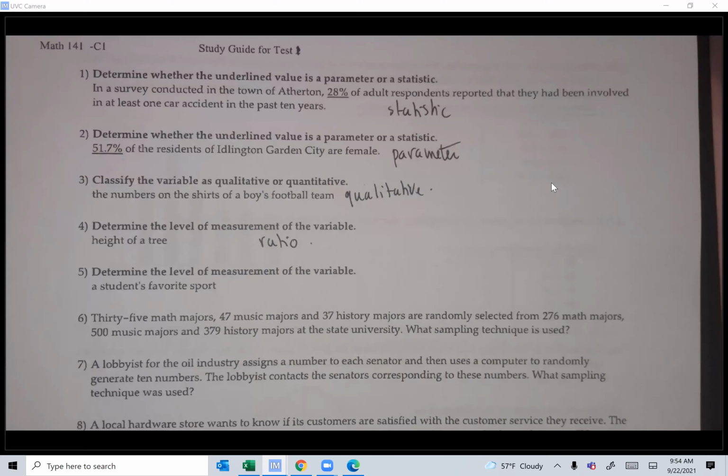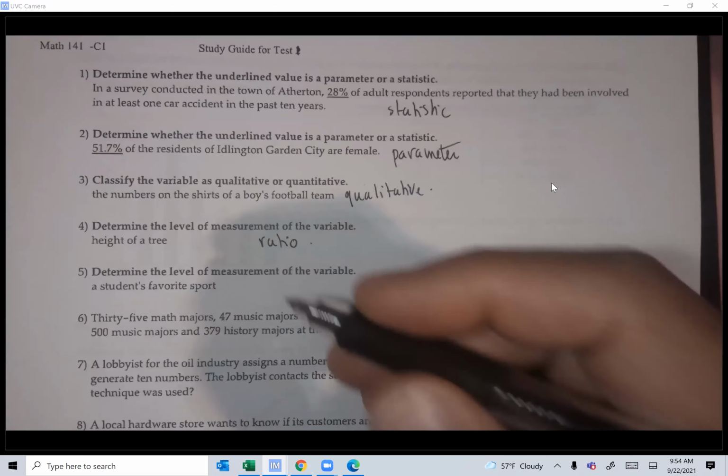Determine the level of measurement of the variable. Student sport, it's nominal.